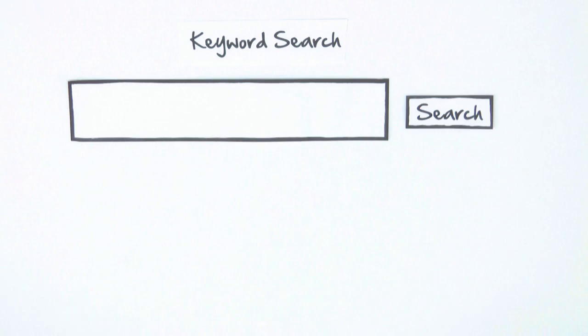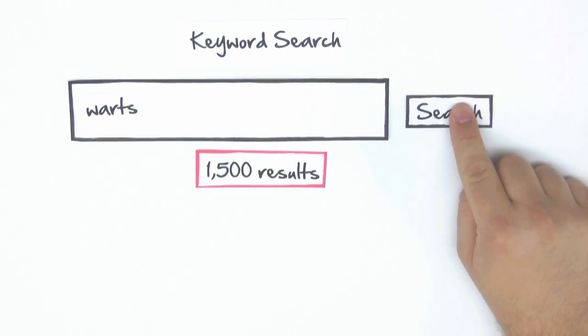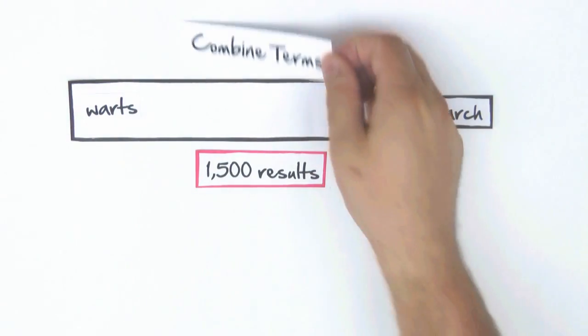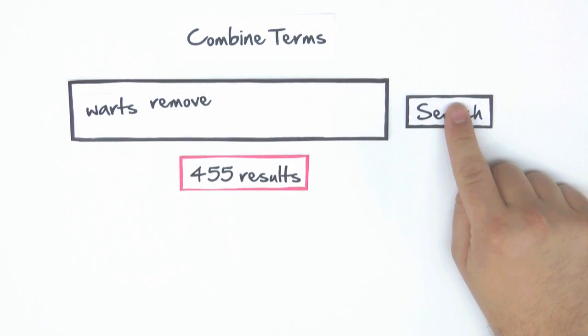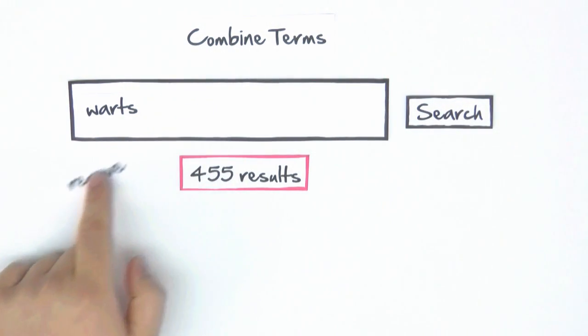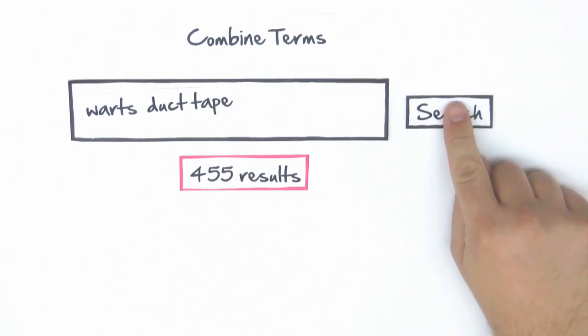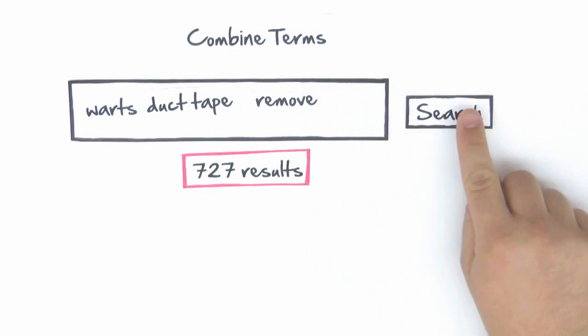So I'm going to start with a search for warts. Because I got so many results just with the word warts, I'm going to add some more terms to narrow down my results. You're probably not going to get perfect results the first time, so try different combinations of your search terms.